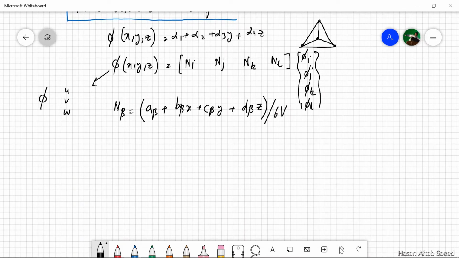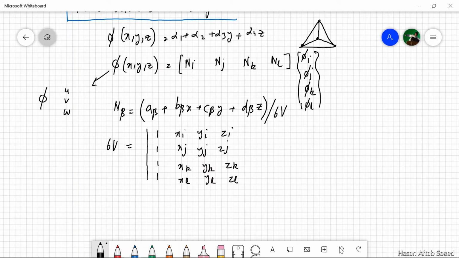Now for 6V, we have an analogous expression to that for 2A. And that one is, obviously, this time we have a 4 by 4 determinant. Now all we have here is xi, yi, zi, xj, yj, zj, xk, yk, zk, xl, yl, zl. So this is the expression for 6V.